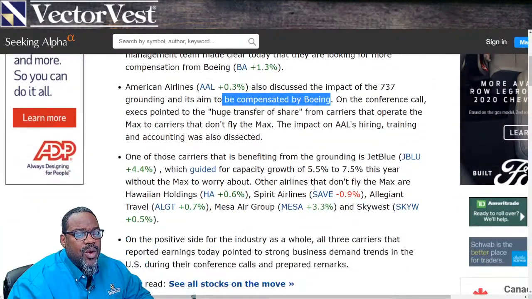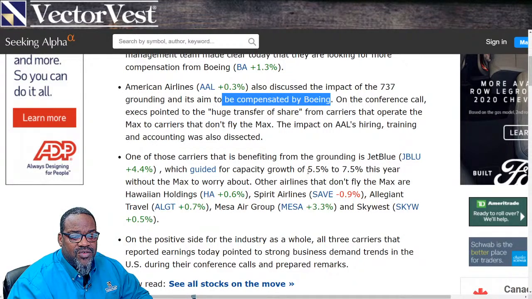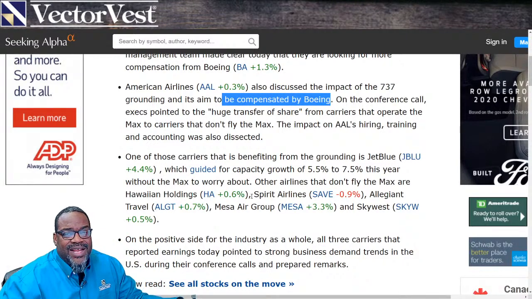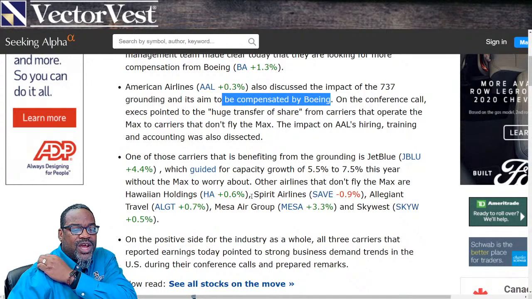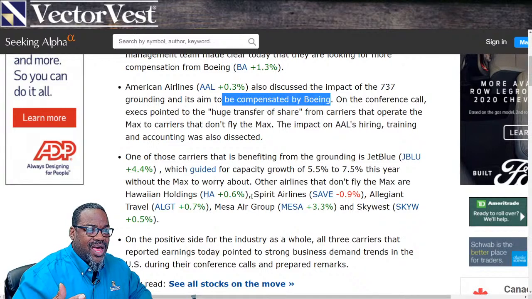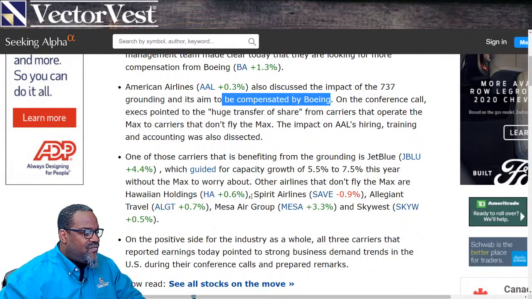That's big news. One of those carriers that is benefiting from the grounding of the MAX is JetBlue, which guided for a capacity growth of 5.5% to 7.5% this year without the MAX to worry about. So JetBlue was ahead of the game, and they were like, listen, I'm not getting into that 737 MAX. I don't even need the plane. So JetBlue was already calculating a capacity growth in the airline without using the 737 MAX, so they're not feeling the effect. Interesting. All right, interesting.